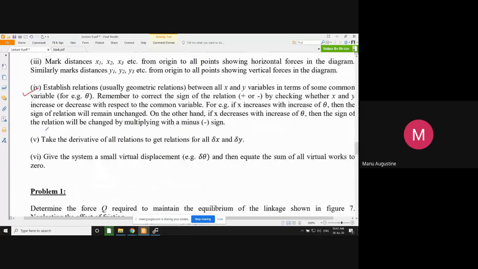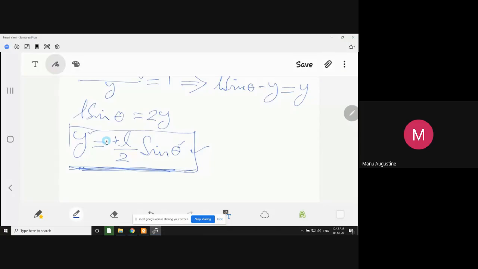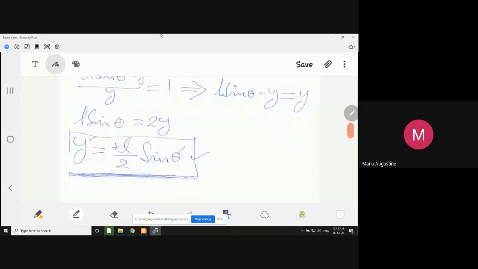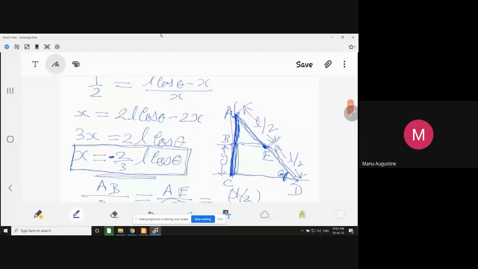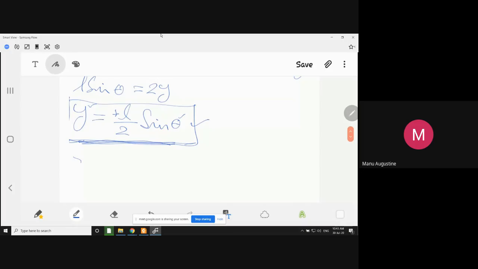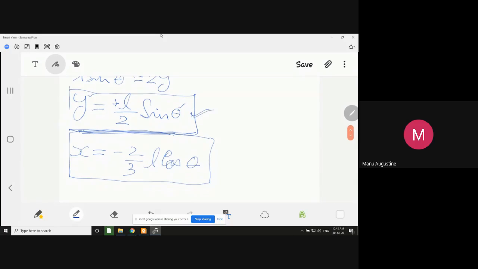This is done. Take the derivative of all relations to get relations for all delta x and delta y. Or in other words, all that you have to do next is to find the derivative of these two expressions. So my first expression was, I will bring it down, x is equal to minus 2 by 3 L cos theta. This is my x and theta relation. This is my y and theta relation.